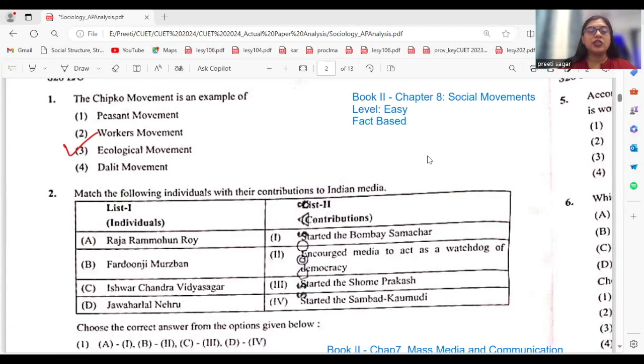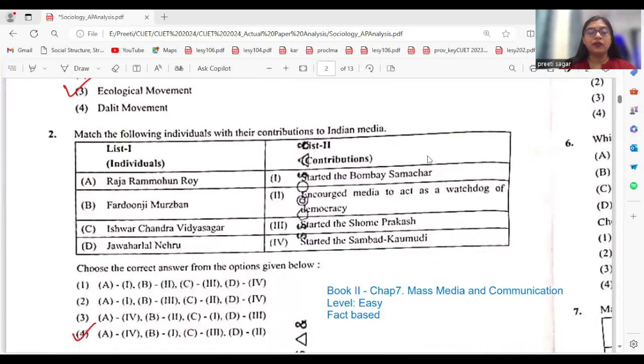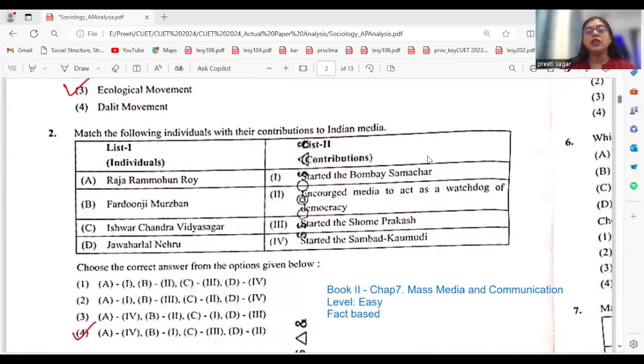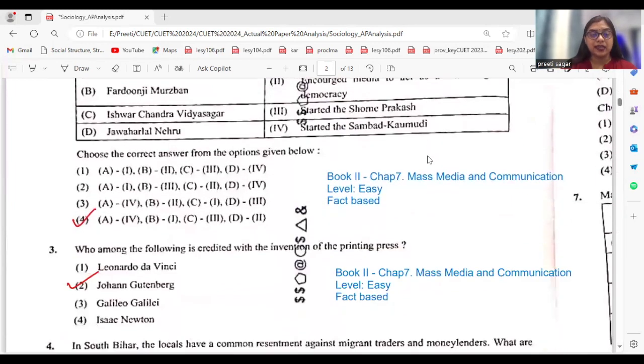Question number 2, match list 1 with list 2. In list 1, individuals are there, and in list 2, their contributions. So Rajaram Mohan Roy contributed with the starting of Sambad Kaumudi, so A to 4. Fardunji Murzaban was the one who started Bombay Samachar, so B, 1. Ishwar Vidyasagar started Som Prakash, that is C3. Jawaharlal Nehru was the one who encouraged media to act as a watchdog of democracy, so D2. So option 4 is the right answer.